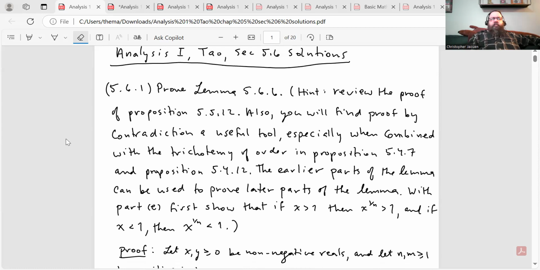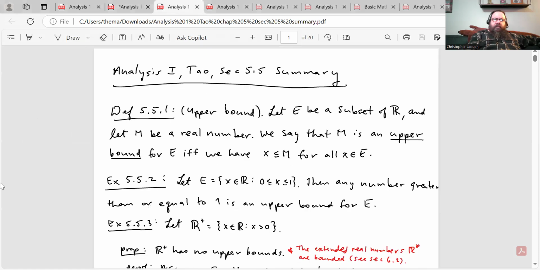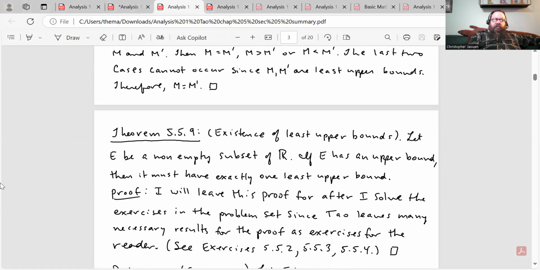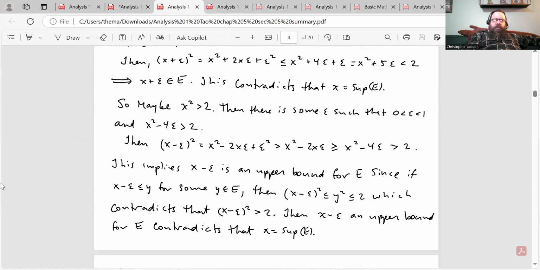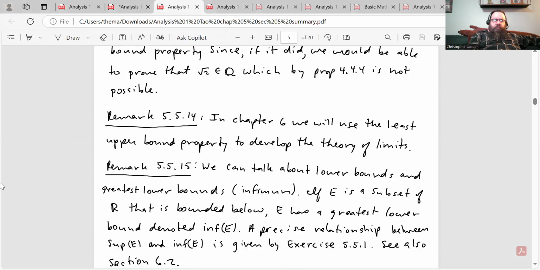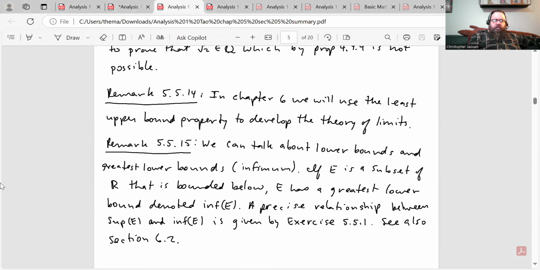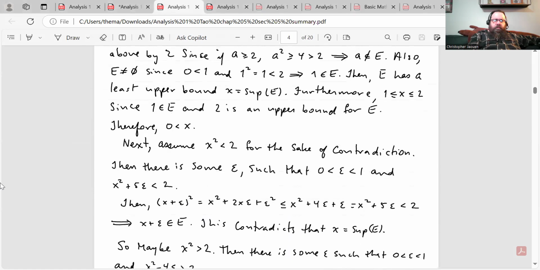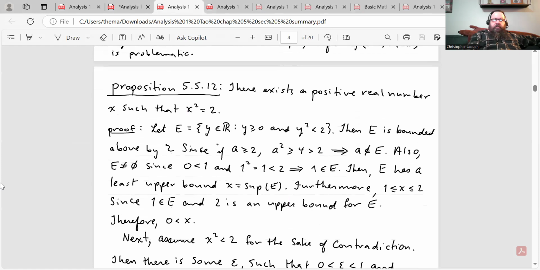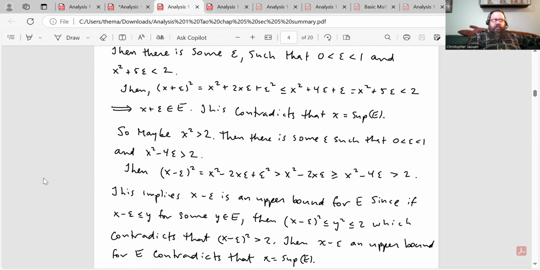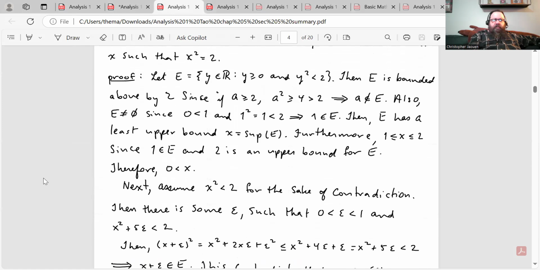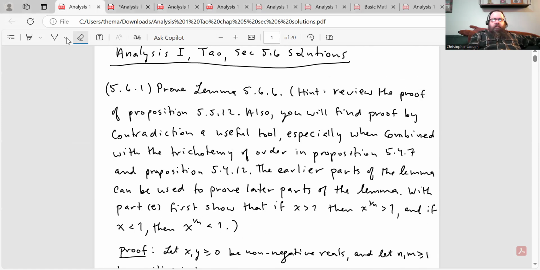He says, review the proof of proposition 5.5.12. Let me show you that real quick, what that says. 5.5.12 is the proof where we show that there is a number that squares to give you 2. That's this proof here. So there exists a positive real number x such that x squared equals 2. And then this is the proof in the summary for section 5.5. So he says, take another look at that proof because we're going to do something similar here.